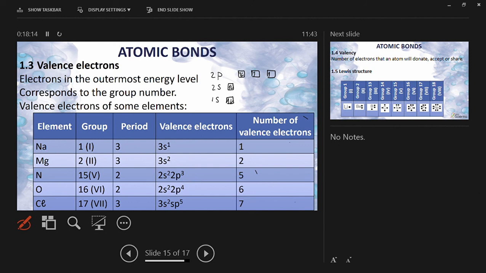In period 2, né? Maar sien julle sy groepnommer is eintlik 16. His group number is 16, but for the ones on the other side of the transition metals, you look at the Roman numerals. So sien julle hy is in Romeinse groep 6, né? En sien julle hy het 6 valensie elektrone. Everyone happy with that? So the 16 takes into account the transition metals. We are actually looking at this to determine the number of valence electrons.